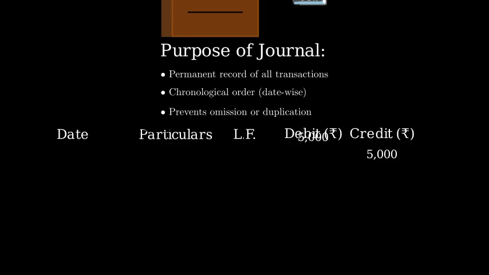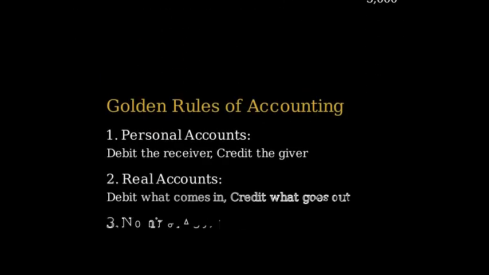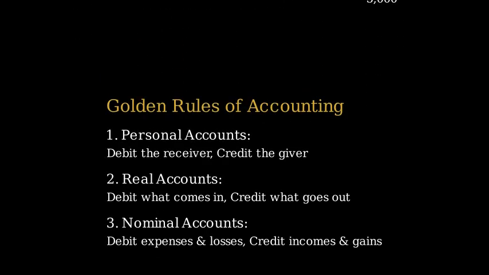Before we proceed to write journal entries, let's recall the golden rules of accounting which govern debit and credit. For personal accounts, debit the receiver and credit the giver. For real accounts, debit what comes in and credit what goes out. For nominal accounts, debit all expenses and losses and credit all incomes and gains.